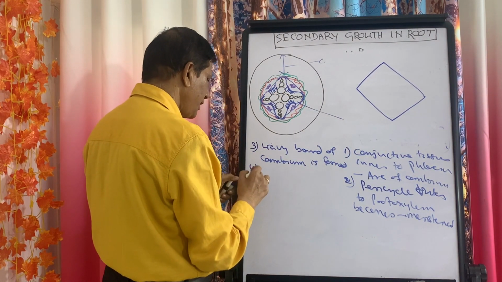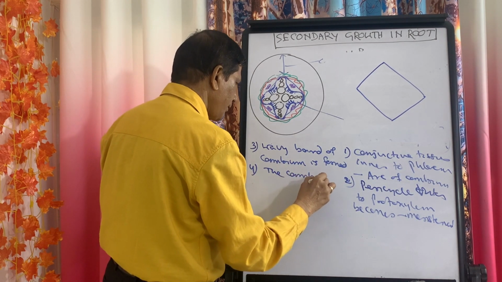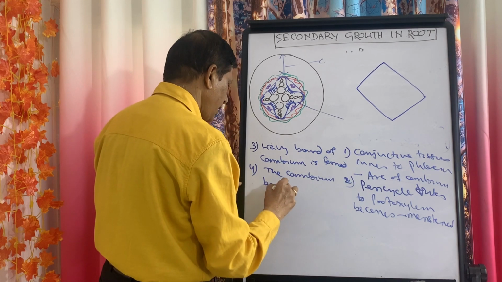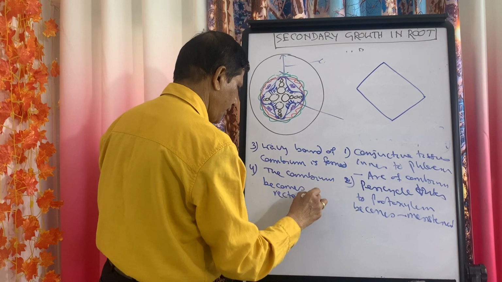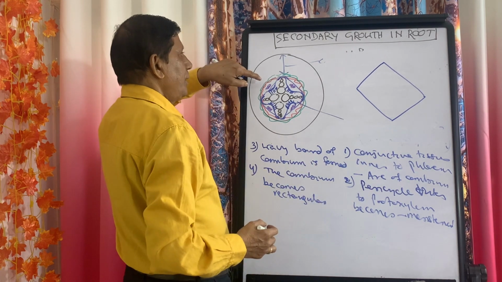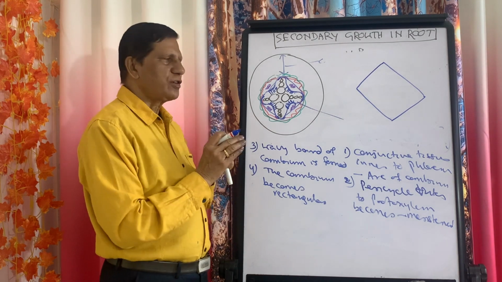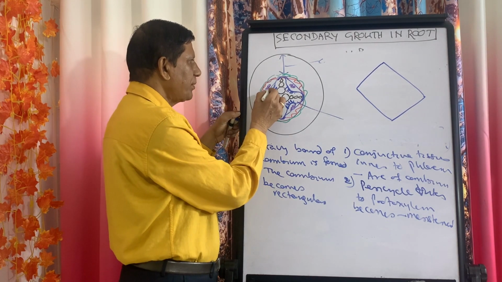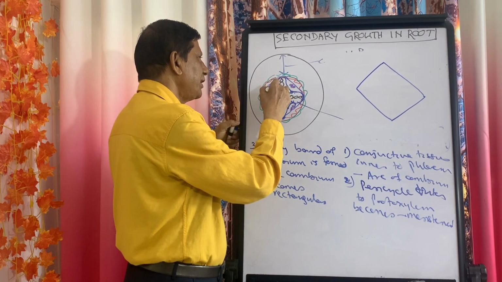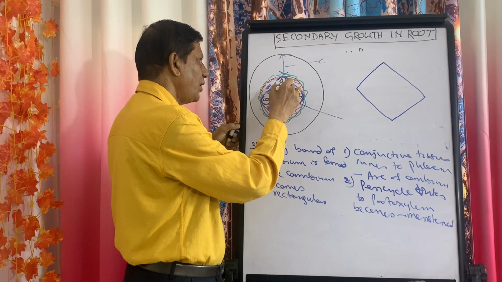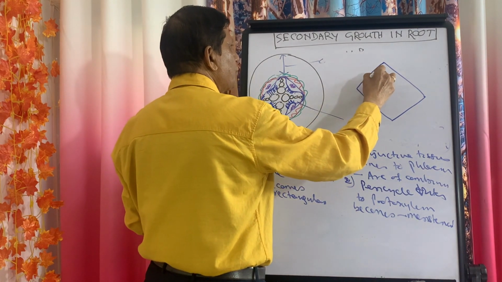So the next point is the cambium becomes rectangular. But still the growth of the cambium will not stop. Now it has become rectangular. Still there will be more production of secondary xylem just below the phloem, in all these 4 patches. That means there will be more secondary growth in these portions.